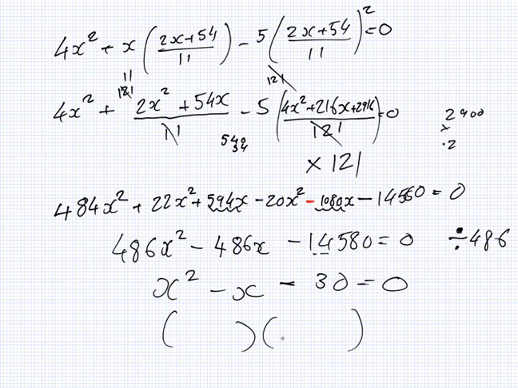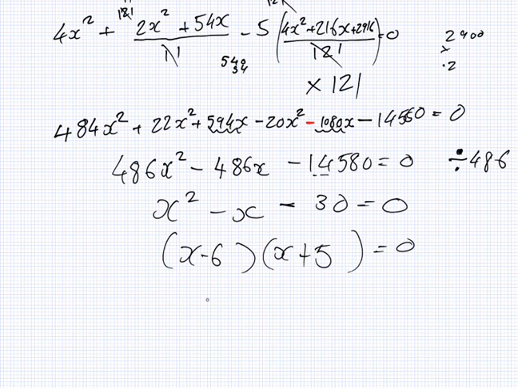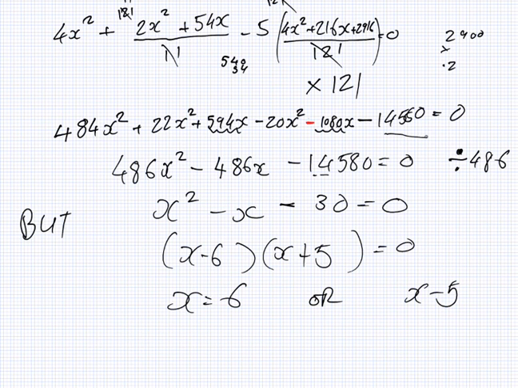Let's factorize. x minus 6, x plus 5 equals 0. So you have two answers, x equals 6 or x equals minus 5. That 14580 is this one here, which was 5 times this number.